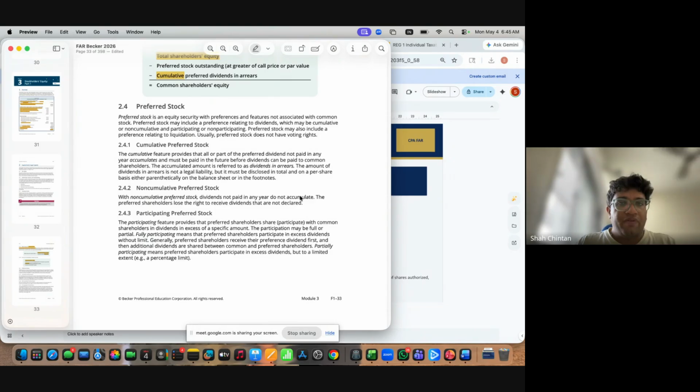Just quickly go through 2.4. We have done this now multiple times. There is a cumulative preference share and non-cumulative. I'll help you out with what is participating, but just go through the first two ones.